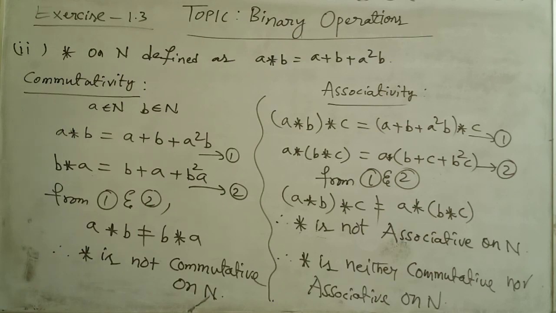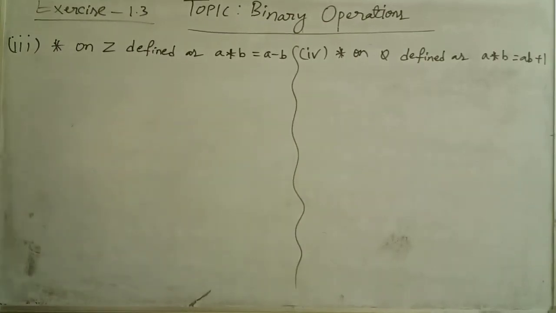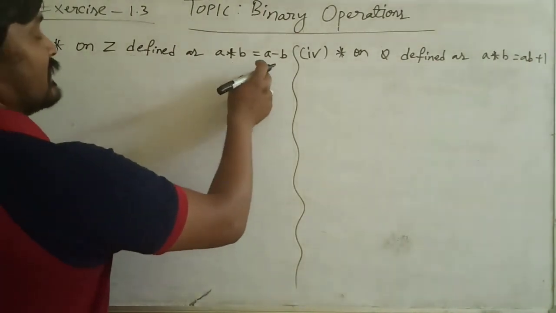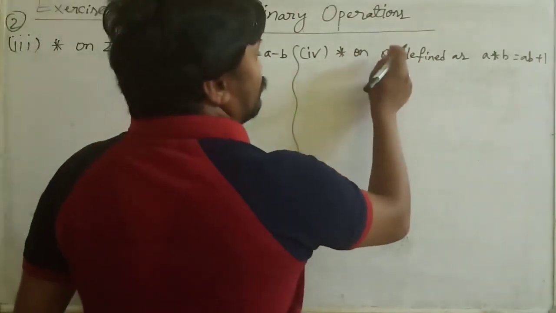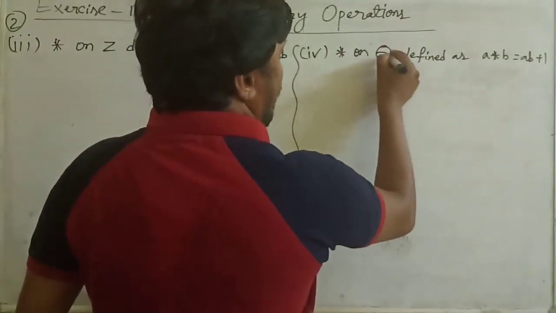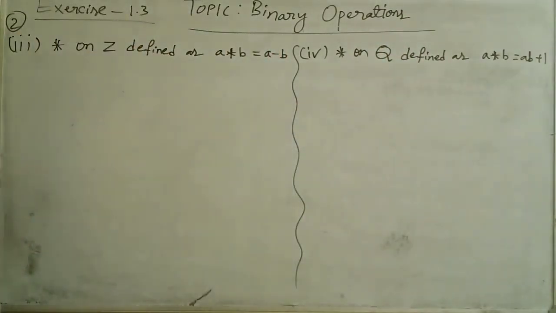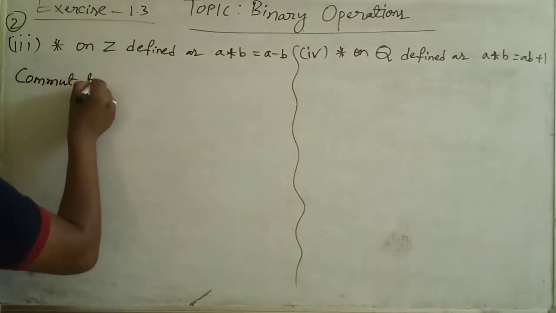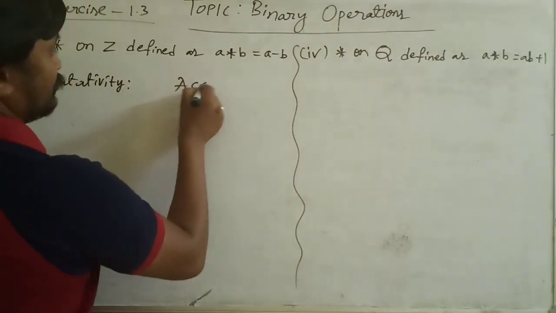So this is about your second. Let's move on to the third. In this third one, star on Z is defined as A star B is equal to A minus B. Fourth one is star on Q, defined as A star B is equal to AB plus 1. Let me check the first one. It is commutativity here, and here it is associativity.